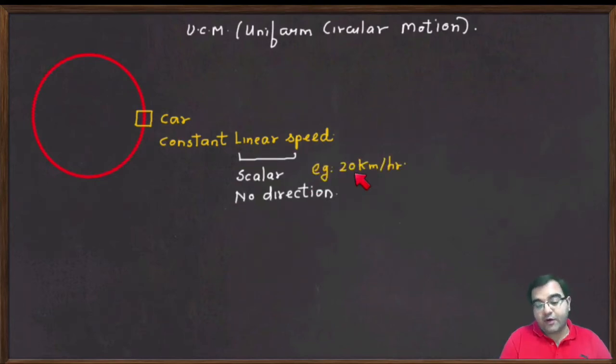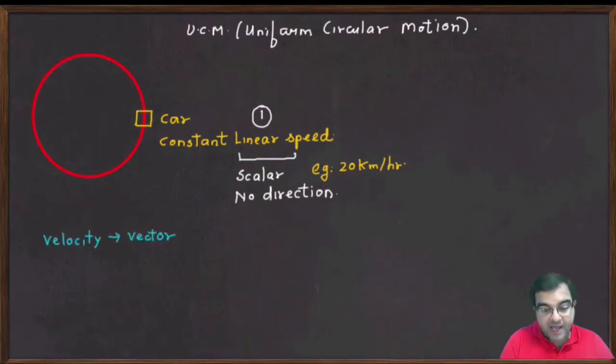Let's say, for example, the speed of this car performing uniform circular motion is 20 kilometers per hour. So this is the constant speed of this car performing uniform circular motion. Point number one, this is the point number one you need to remember for uniform circular motion: any body which is performing uniform circular motion will have a constant linear speed. When I say constant, this means the speed of the car along the circle is not changing. It's fixed. Example here in this case is 20 kilometers per hour.